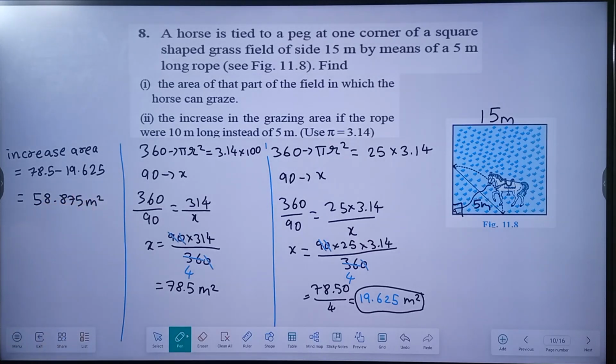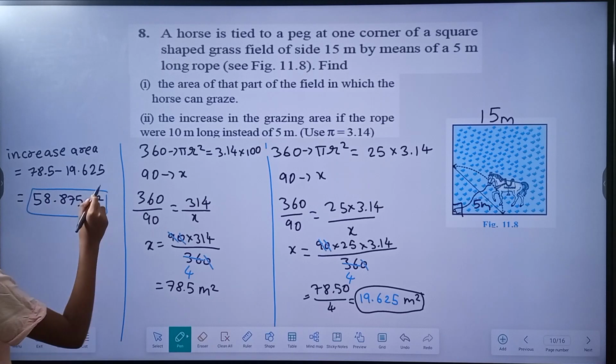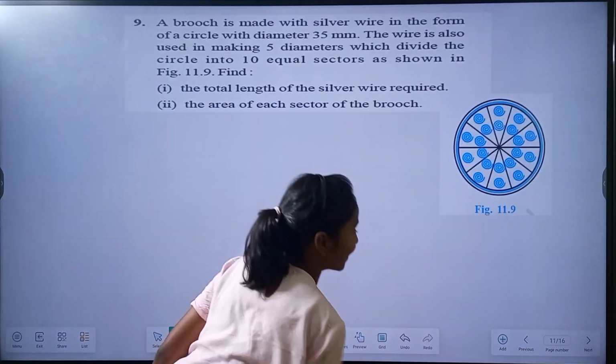But we need to check the decimal, 875. Yeah, 875. 58.87. Okay, nice calculation. Right, good. 58.875. You have learned well from your brother, very good sir.